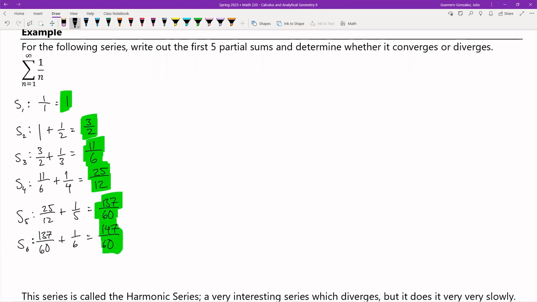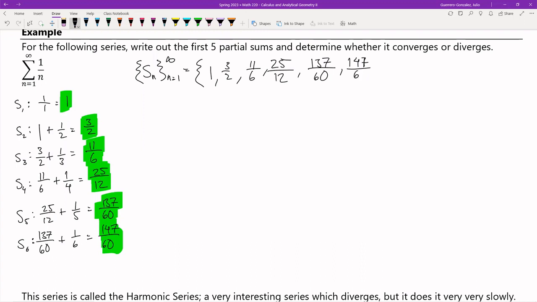If you take a look at that, my S of N, my sequence of partial sums from N equal 1 to infinity, is equal to 1, 3/2, 11/6, 25 over 12, 137 over 60, 147 over 60.